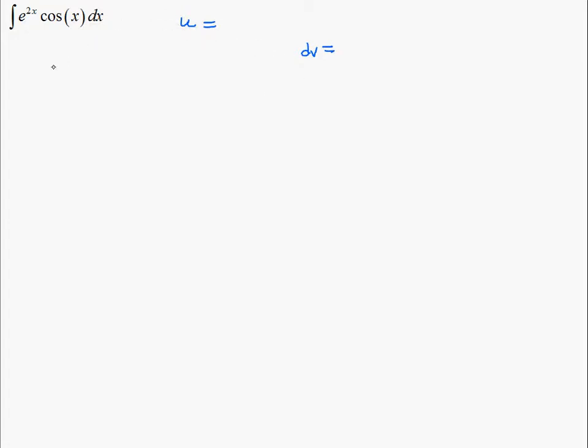In this example, it doesn't matter what you pick for u and what you pick for dv, it'll work both ways. Maybe the easiest thing to integrate is e to the 2x dx, because the result is 1/2 e to the 2x. The derivative of cosine then is what we're left with for u, and du is then negative sine of x dx.